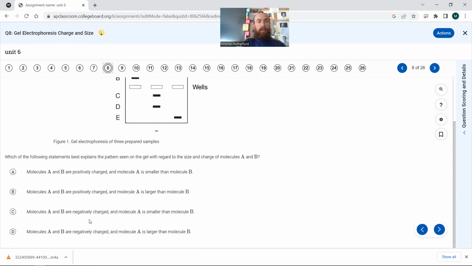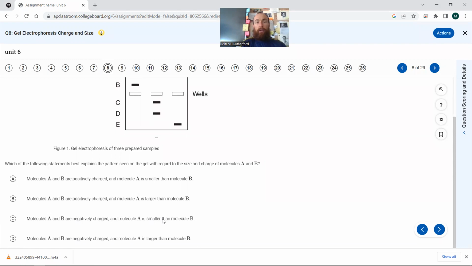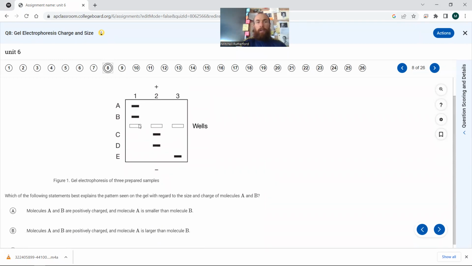Okay, so C, again, this is one of those questions where you got to kind of sort through. Once you know they're negatively charged, you automatically know the answer is C or D. We just got to see if molecule A is smaller or larger than molecule B. Okay, well, which one moved farther? Molecule A moved farther. So if you are being dragged through a gel, which molecule is going to move farther? It's going to be the smaller one. Okay, the big ones, there's more drag, there's more resistance. Like how long does it take a humpback whale to move versus, you know, a little shrimp?